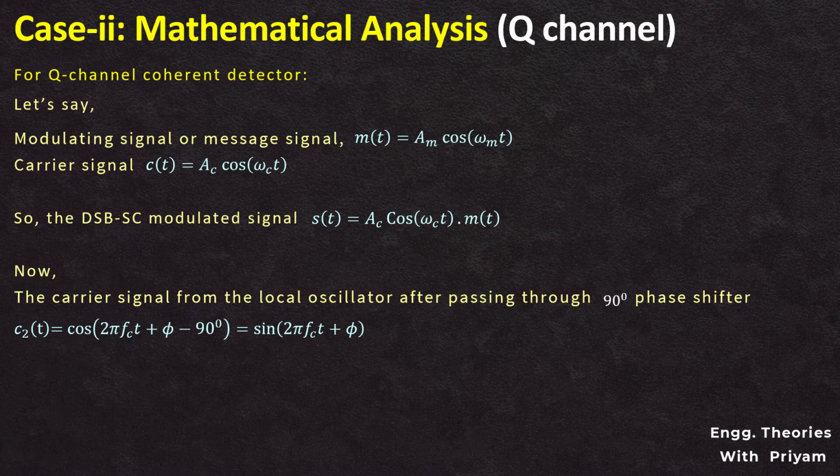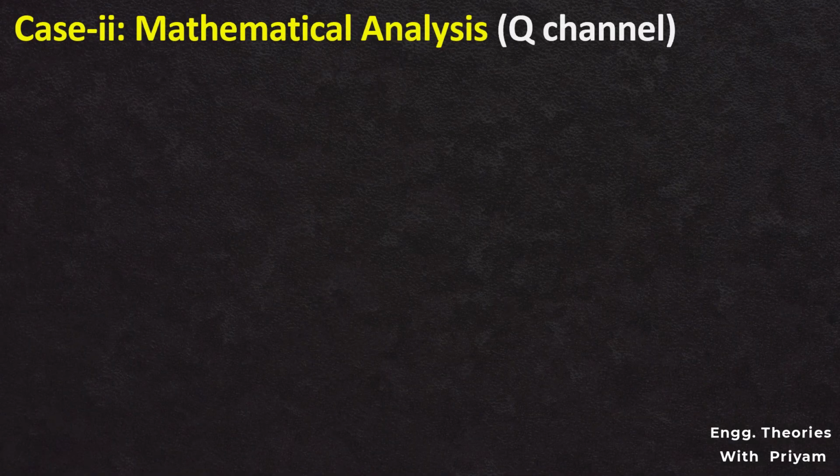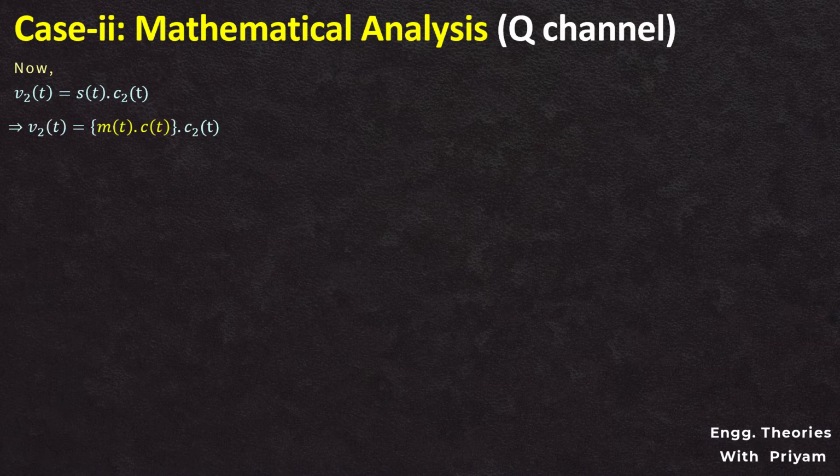The output of the phase shifter is applied as the carrier input to the lower product modulator, or Q channel. The output of this lower product modulator is v2(t) = s(t) c2(t). This s(t) can be replaced by m(t) c(t). Now this c(t) can be replaced by Ac cos(ωct), and c2(t) as sin(2πfct + φ).